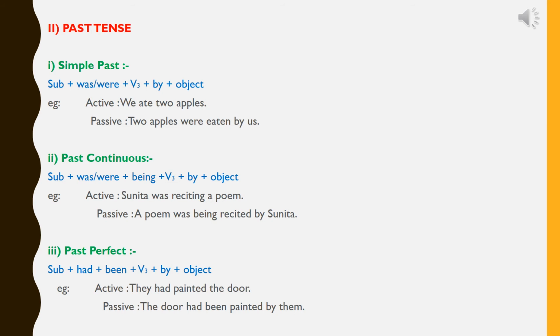The formula for passive voice in past perfect tense is subject plus had plus been plus V3 plus by plus object. Example, they had painted the door. The sentence is in past perfect tense in active voice. We will convert it into passive voice using the formula, and the sentence is, the door had been painted by them.